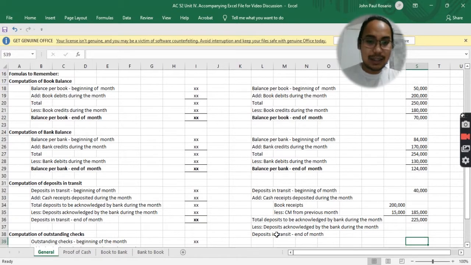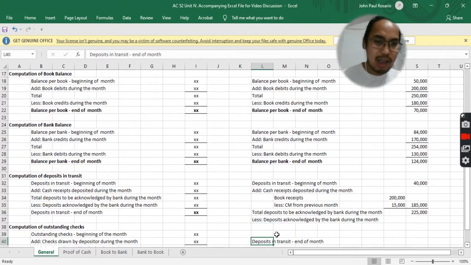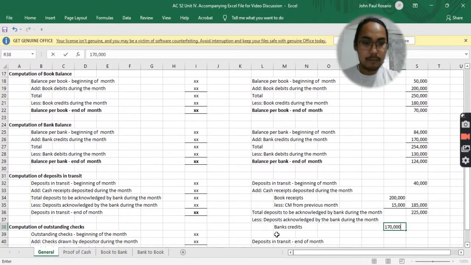And then, for your deposits acknowledged by the bank during the month, it will be the same: to get your deposits that are acknowledged by the bank, those that came from you and reached the bank. So, things that passed through you on the way to the bank, then you have to deduct from your bank receipts or bank credits. How much were our bank credits? Our bank credits is 170,000.